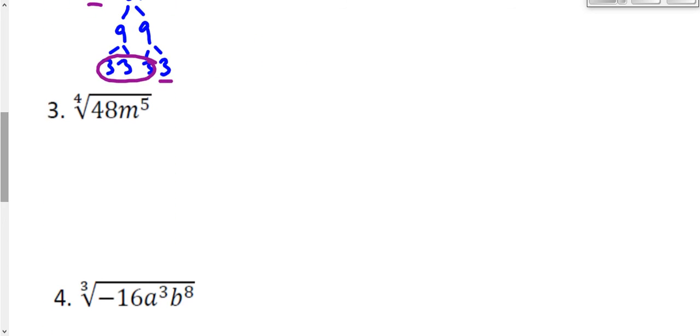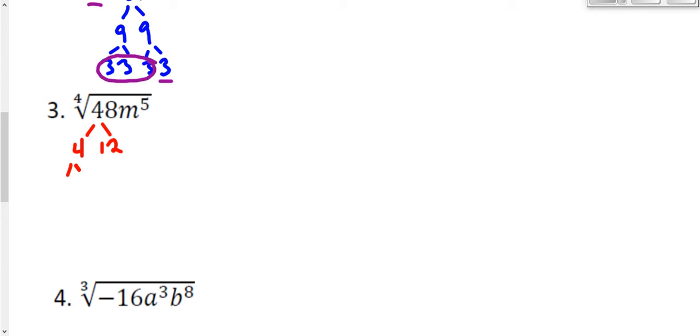Let's try the fourth root of 48m to the fifth. We're going to start by breaking our 48 into pieces. This is the fourth root, so I need 4 of the same piece to bring anything out here. So I know that 48 is 4 times 12. You can break it down into whatever factors you want. Eventually you'll find the same numbers.